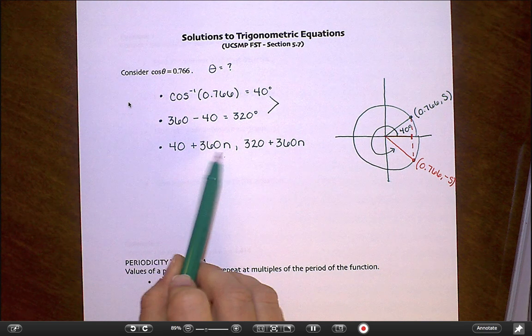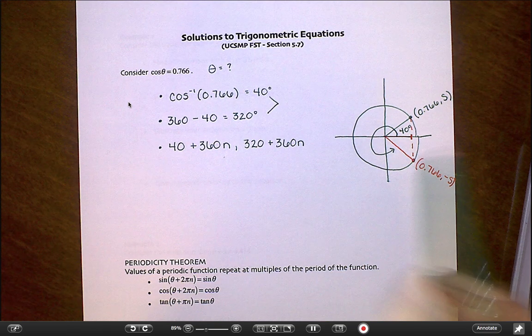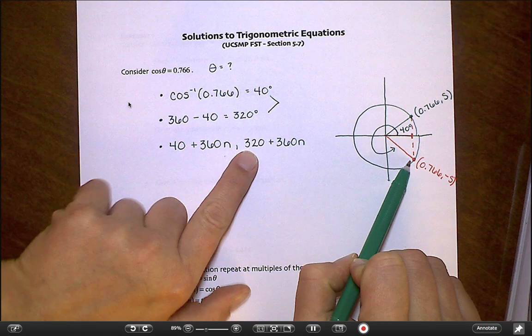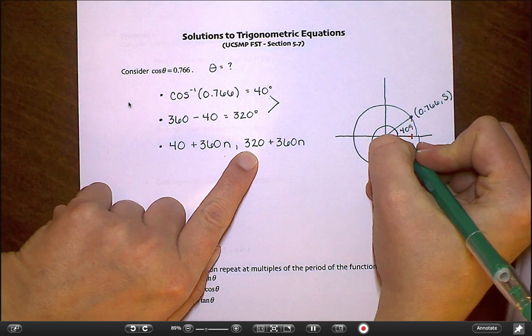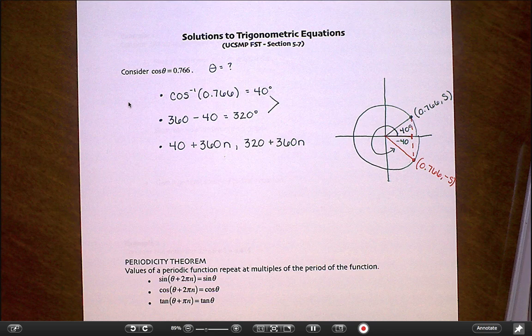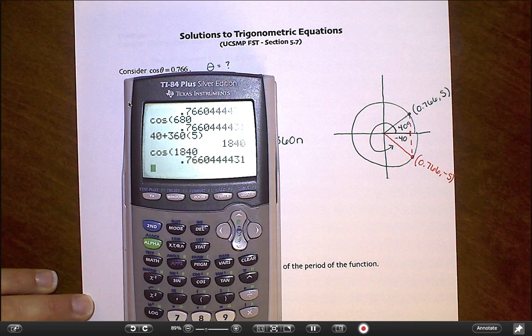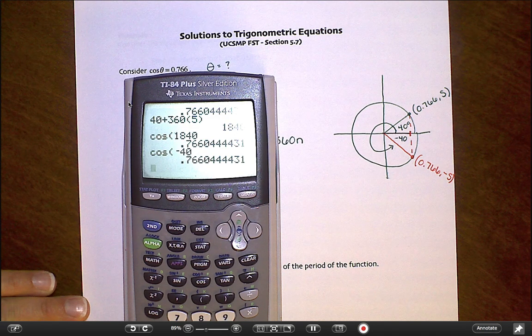By the way, I meant to mention this because we could also go negative angles, right? Remember we said we were going to call this 320 because we wanted to use a positive angle. But what if I had called it negative 40? That would have been okay because cosine of negative 40 is also 0.766, okay?